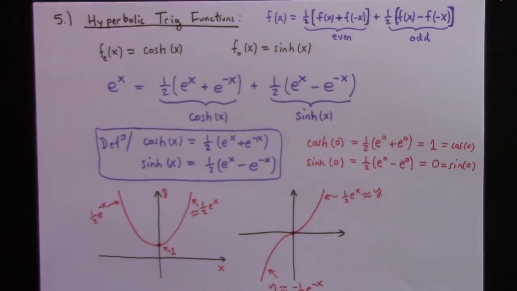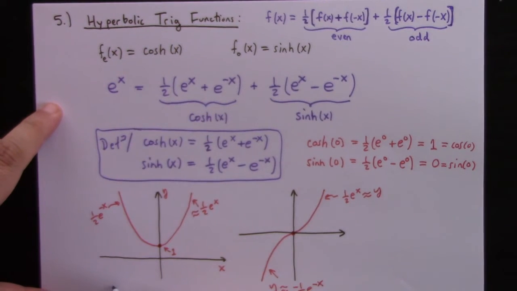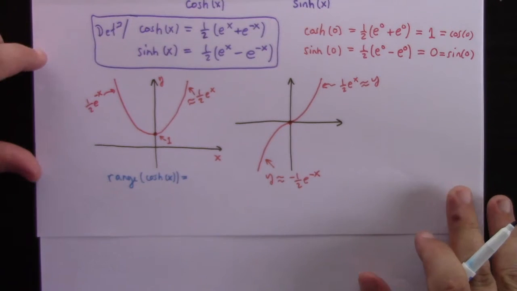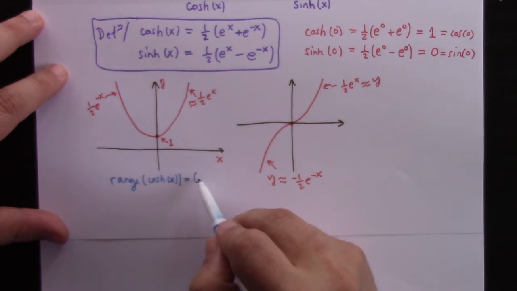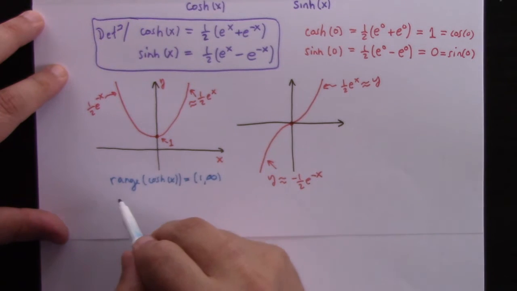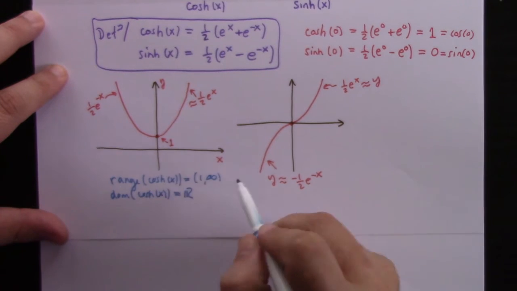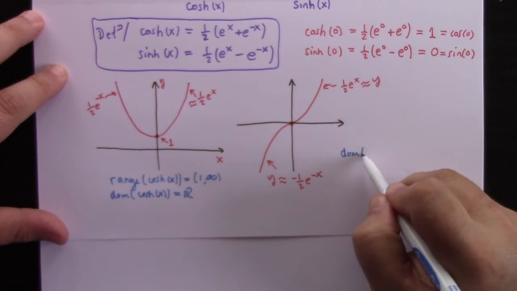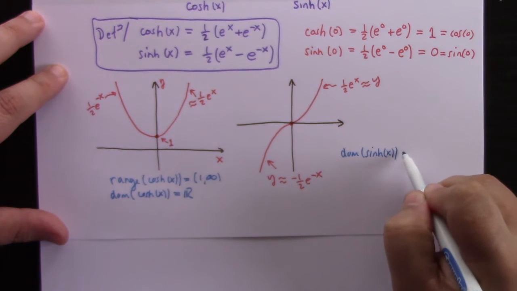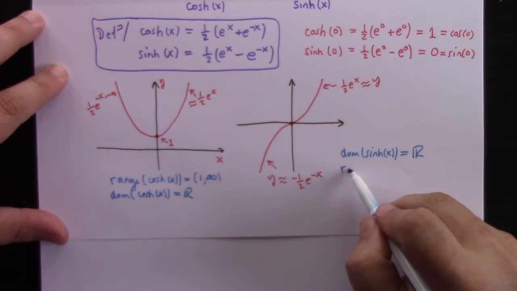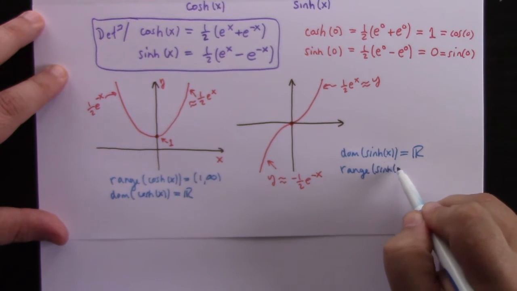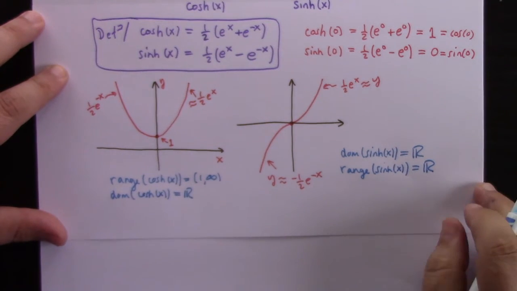All right, so just to summarize things here, the range of cosh of x is what? The range of cosh x is 1 to infinity, right? The domain of the hyperbolic cosine is the whole reals. Likewise, the domain of the hyperbolic sine is also all reals, and the range is also all reals.